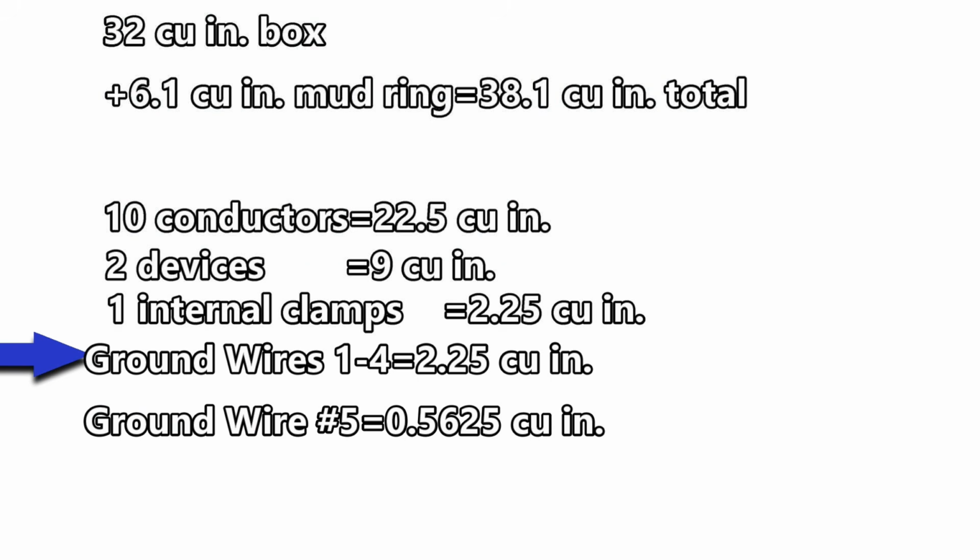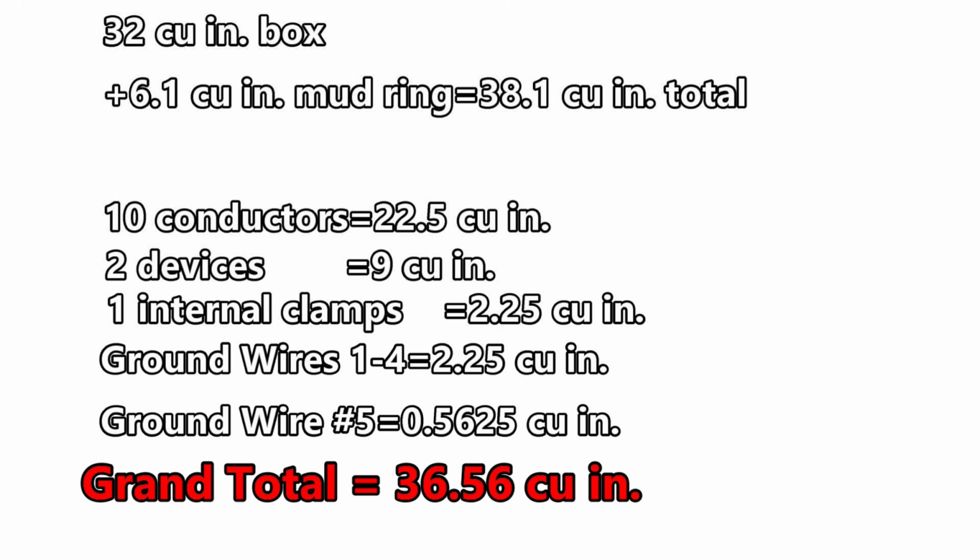So now we'll add ground wires 1 through 4, which gets 1 full allowance for 2.25 cubic inches. And then ground wire number 5 gets 1/4 of 1 allowance. So 2.25 divided by 4 is 0.5625. And that gives us a grand total of 36.56 cubic inches. And the box with the mud ring included is 38.1 cubic inches. So it passes. Congratulations. And if you said it was going to pass, you're correct.